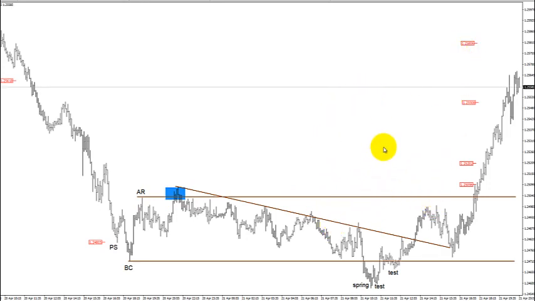So it would look like that: breakout, pullback, then bounce. That's what I would be waiting for, and that would be the safest entry. But that's not what happened here. What happened was waiting for it and waiting for it and waiting for it.